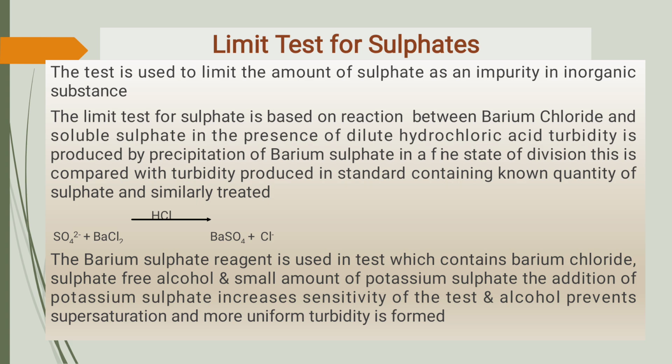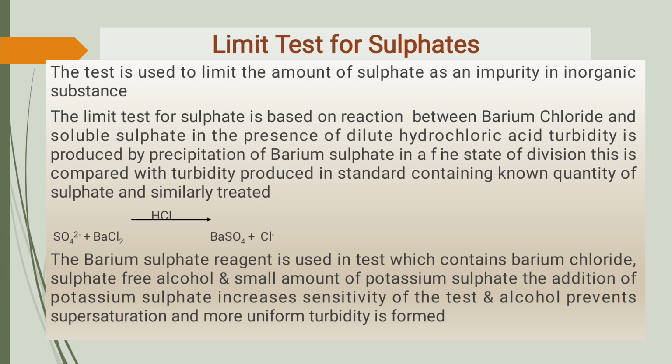Barium sulfate plus chloride. The barium sulfate reagent is used in the test, which contains barium chloride, sulfate-free alcohol and a small amount of potassium sulfate. The addition of potassium sulfate increases the sensitivity of the test, and alcohol prevents supersaturation, and more uniform turbidity is formed.